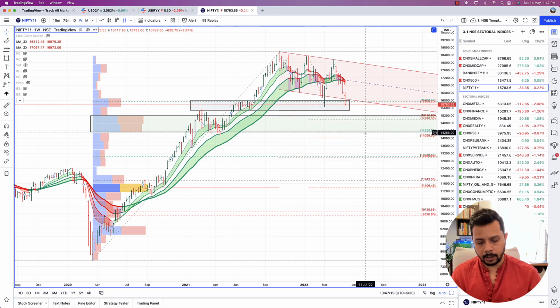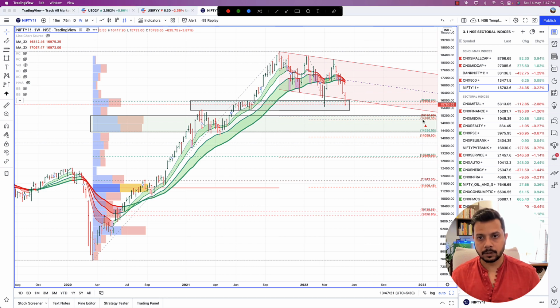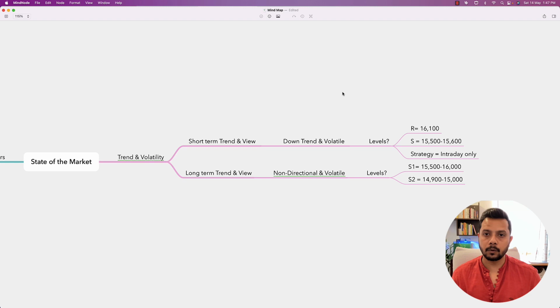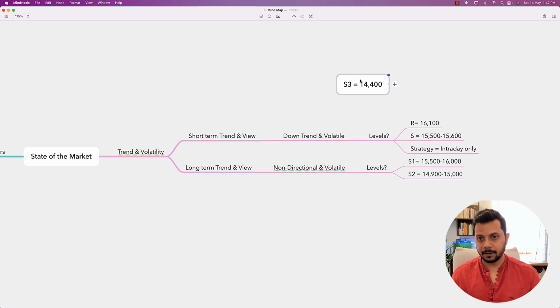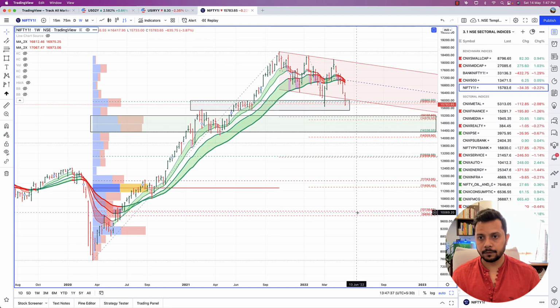Then the lower end of this box. So this was the upper end of this box. Now let's take a look at the lower end of this box. It coincides pretty well with these lows. This is 14,400. I have no clue whether these levels will actually see the light of day or not.